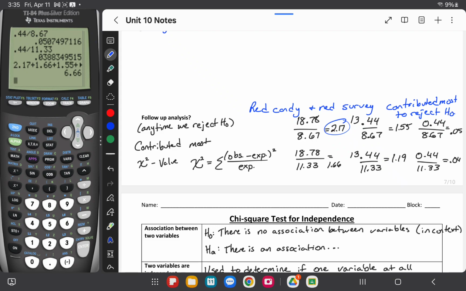All right, guys, so that's how you do a follow-up analysis for a chi-squared test for either homogeneity, like we saw here, or for a test for independence. It would work the same.